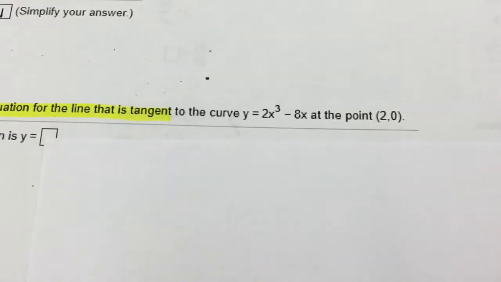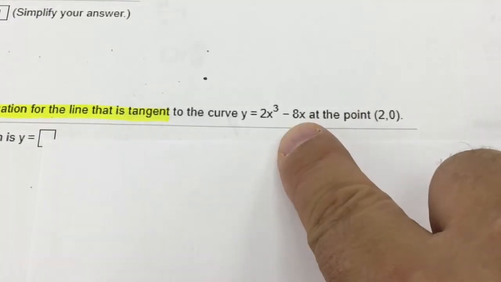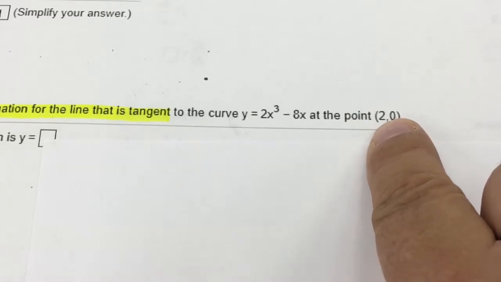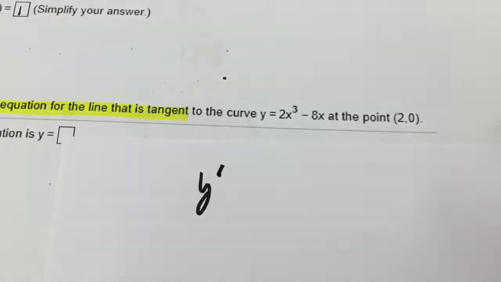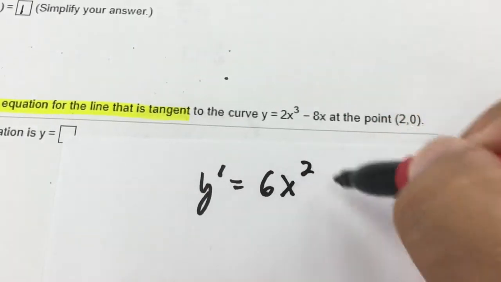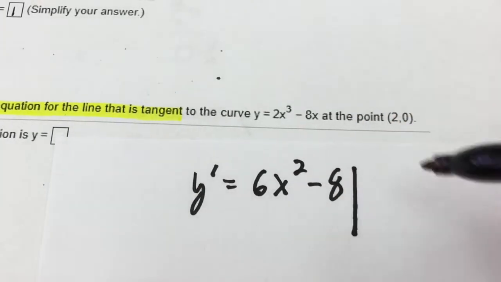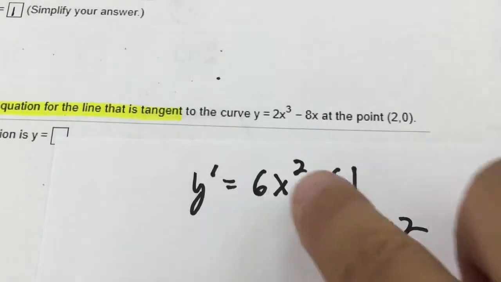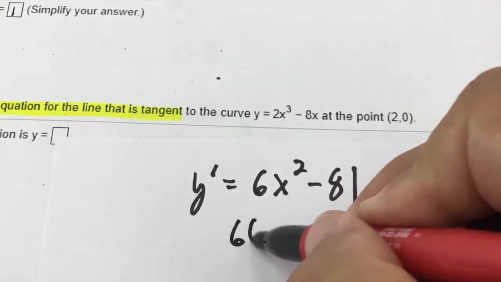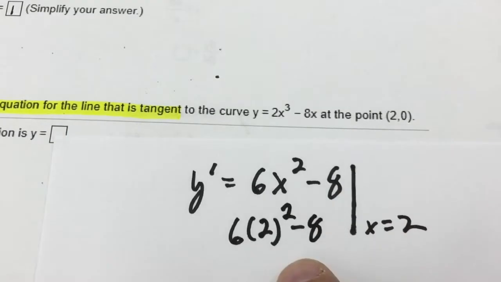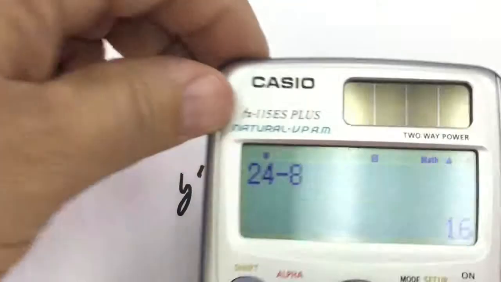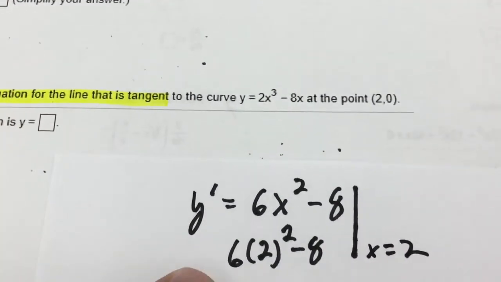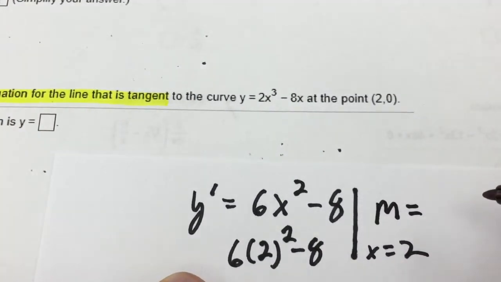So, I have the equation 2x cubed minus 8x, and I have a point, 2, 0. So I'm going to take the derivative of this equation, plug in the x value 2, and then I'm going to use this formula to find the equation of the line. Here we go. y prime equals 6x squared minus 8, evaluated at the x value 2. So I take that 2 and plug it in. So 6 times 2 squared minus 8 is 24 minus 8, 16. What that means is the slope, the derivative, equals 16.